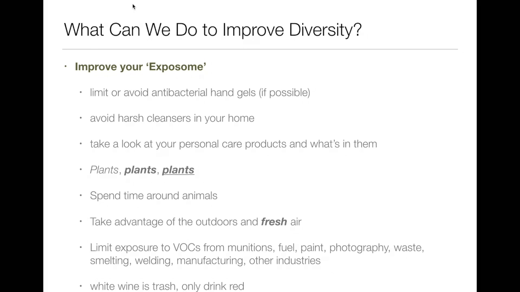And then just finally, limit exposure to VOCs, which stands for volatile organic compounds. These come from things like fuel, paints, waste facilities, smelting, welding, manufacturing, and so on and so forth. They often get into our air and leach into our groundwater. Some of those things we can't necessarily control, but if you happen to have a craft or a hobby that involves some of those things, just be aware that that might be an additional risk that you're taking on, if you happen to be somebody who has some sensitive diversity in their microbiome. And I think that is it.